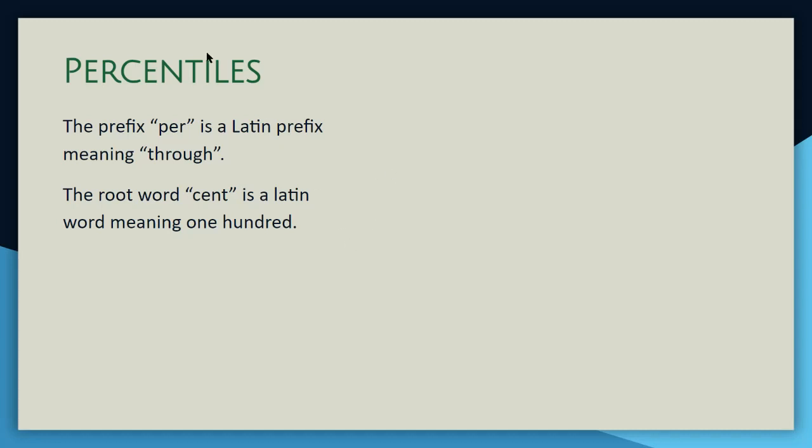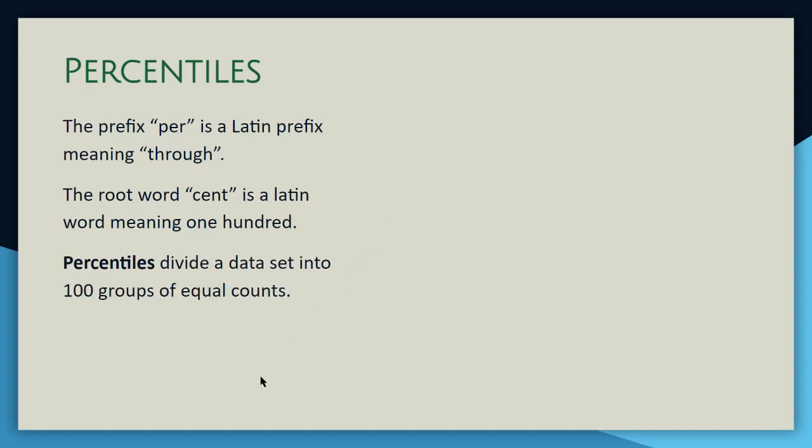So what percentiles do is they take all of our data and they're going to cut it into 100 equal chunks. So percentiles divide data into 100 groups of equal count, similar to how quartiles divide data sets into 4 groups of equal counts.